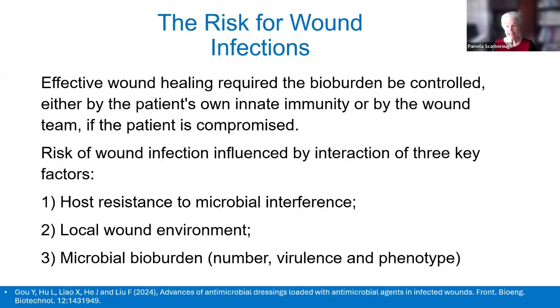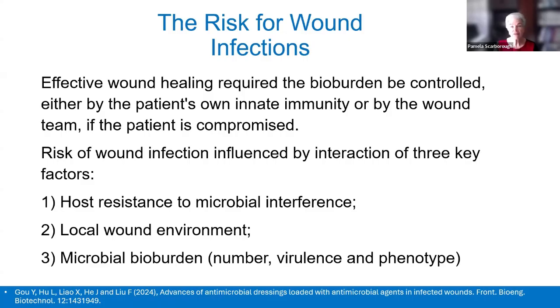Do they have an intact immune system? What does the patient's overall health look like? What do the lab values say regarding that wound patient's organ system functions? The second risk for wound infection is the local wound environment. Is the bioburden under control? Is there blood flow to that area, particularly if it's in the lower extremities?